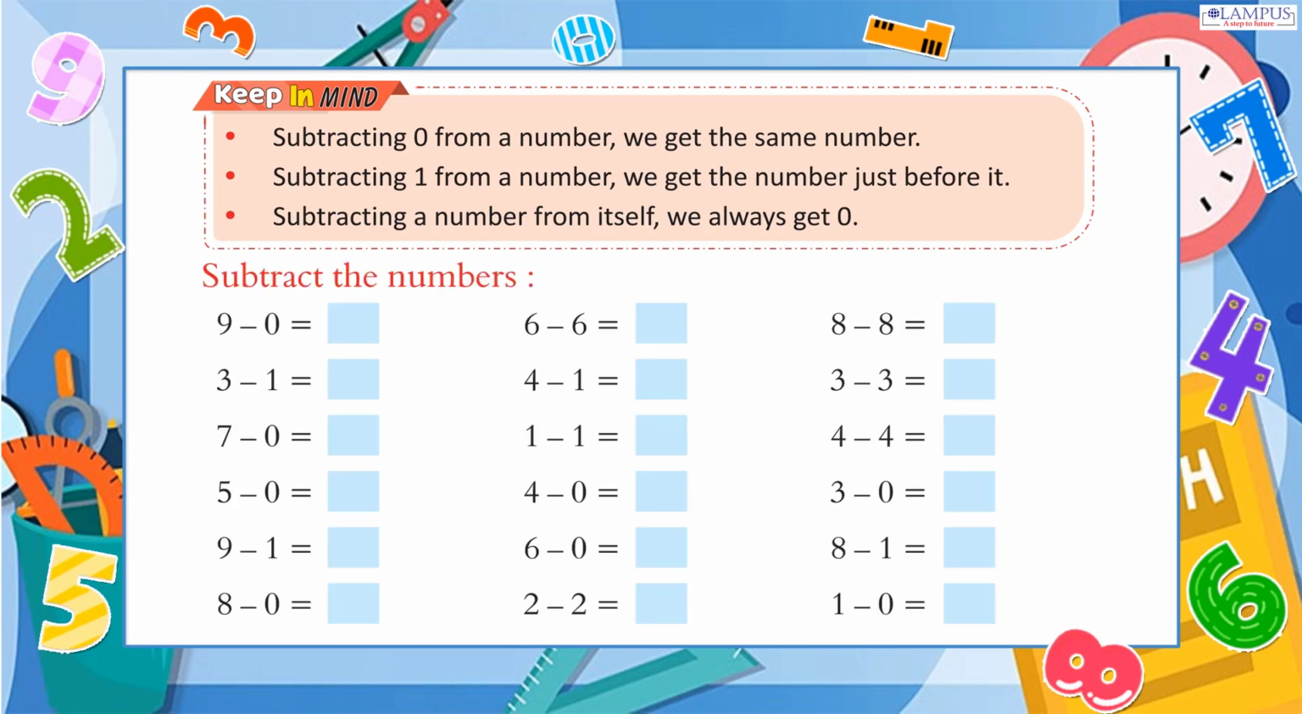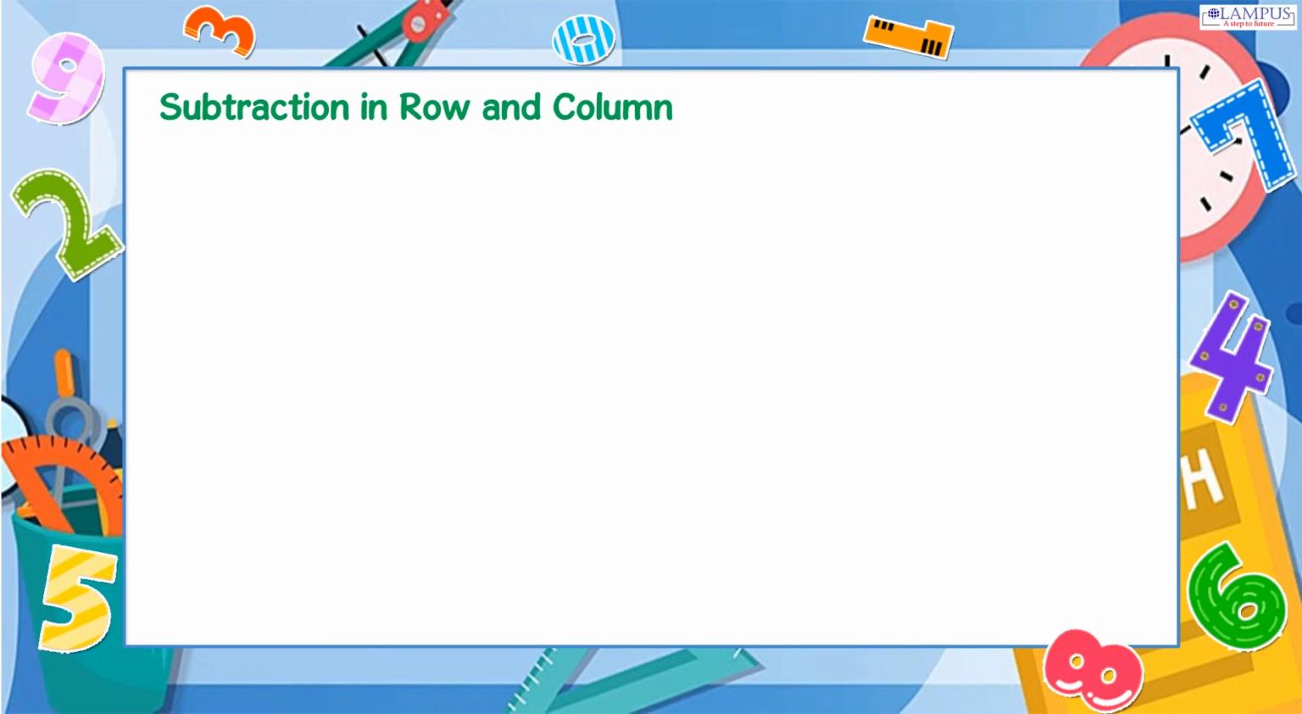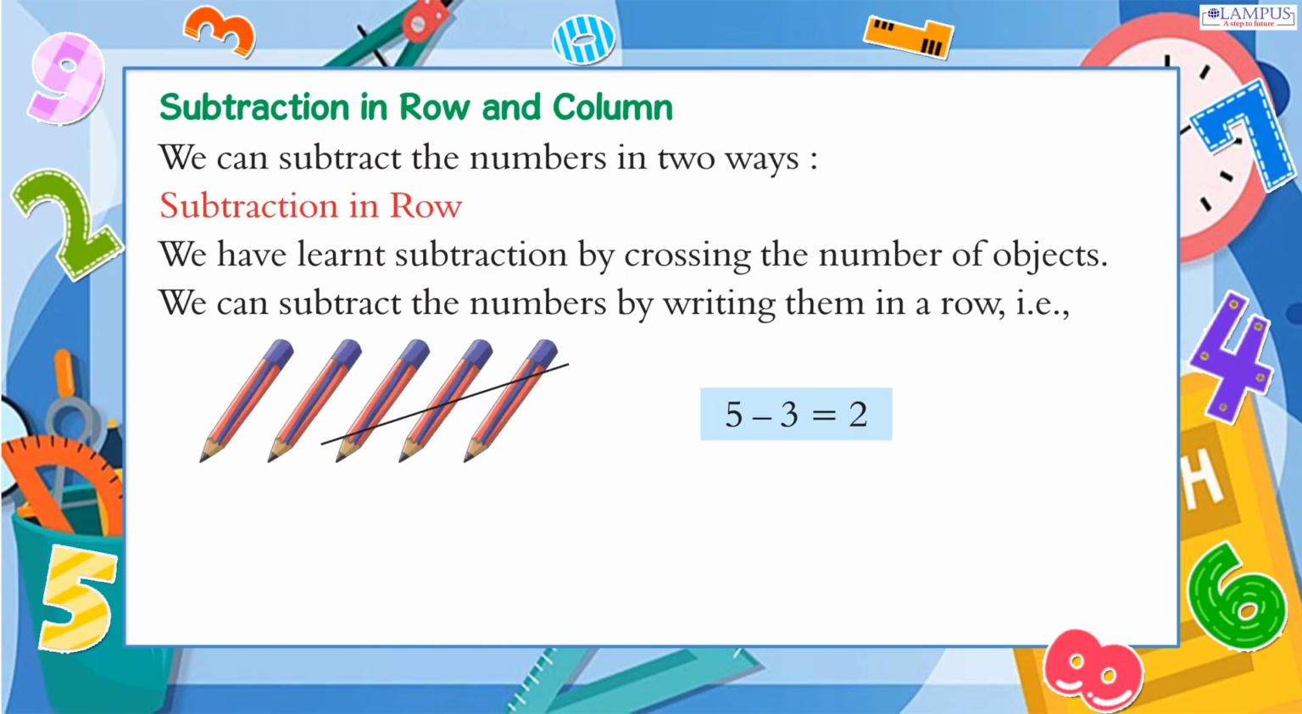Subtract the numbers. Subtraction in row and column. We can subtract the numbers in 2 ways. Subtraction in row. We have learned subtraction by crossing the number of objects. We can subtract the numbers by writing them in a row, that is, 5 minus 3 equals 2.